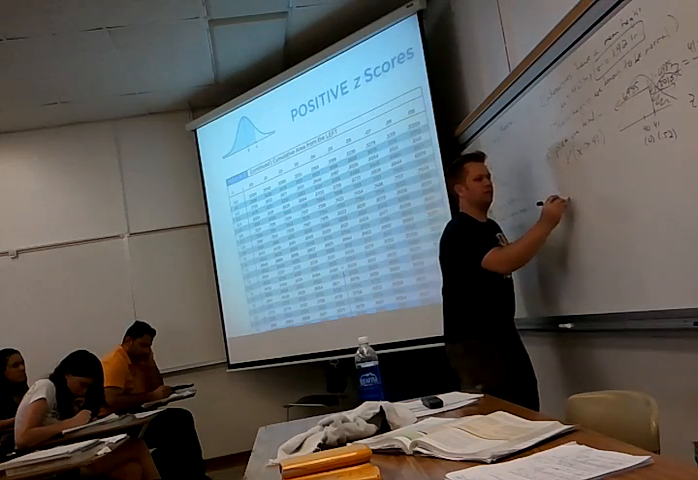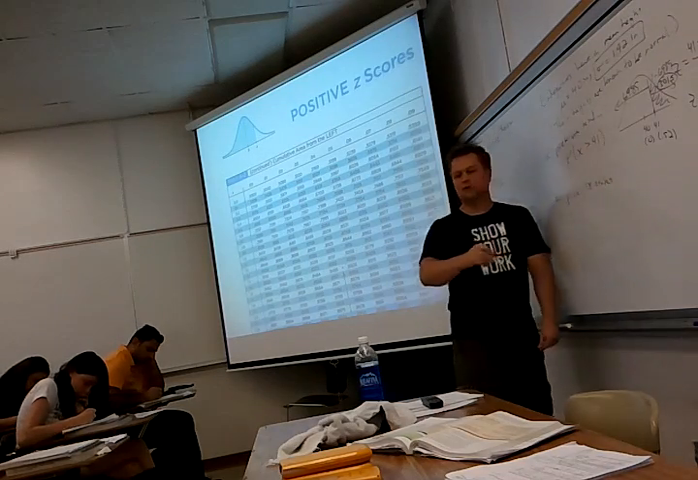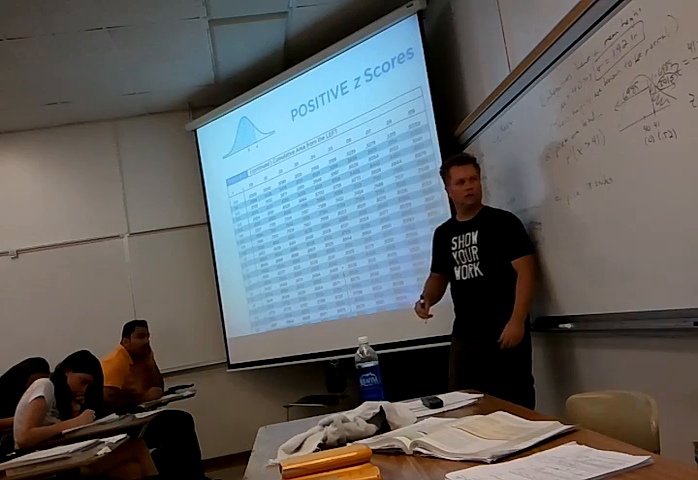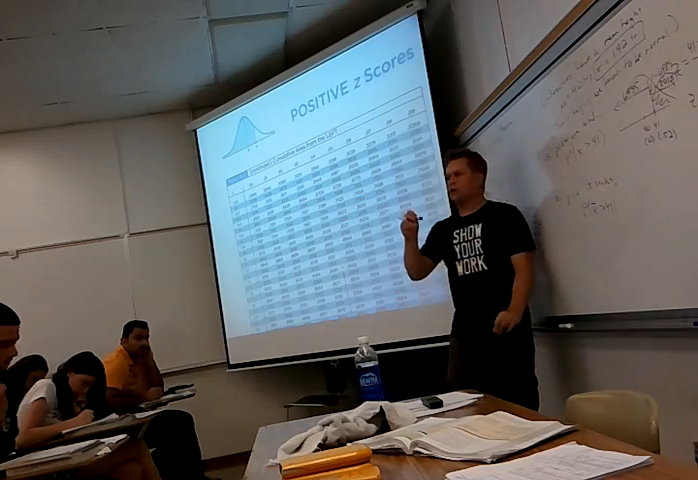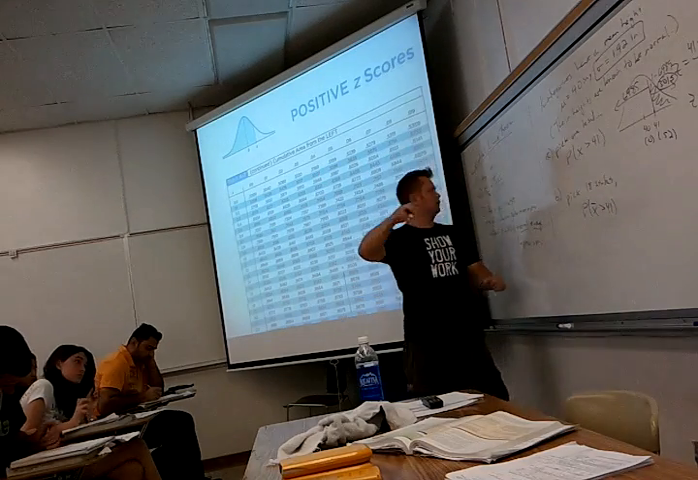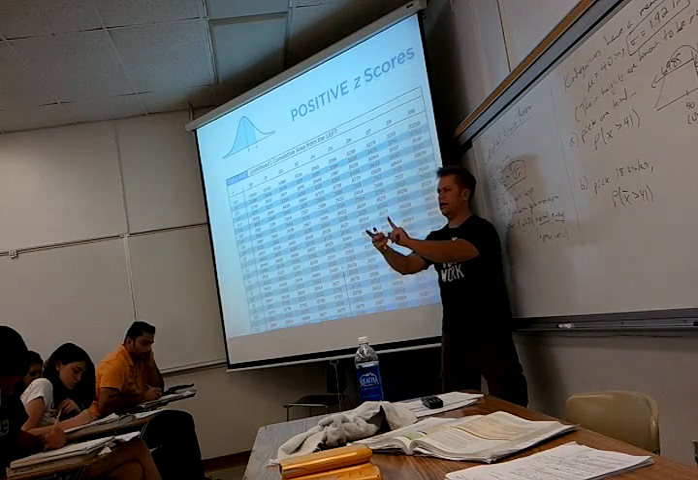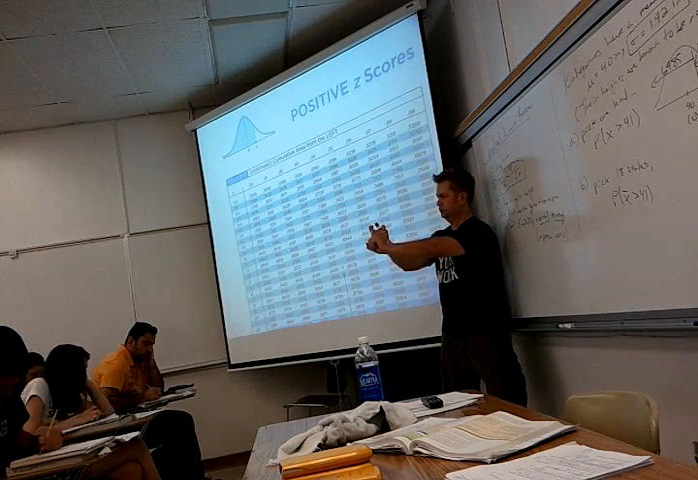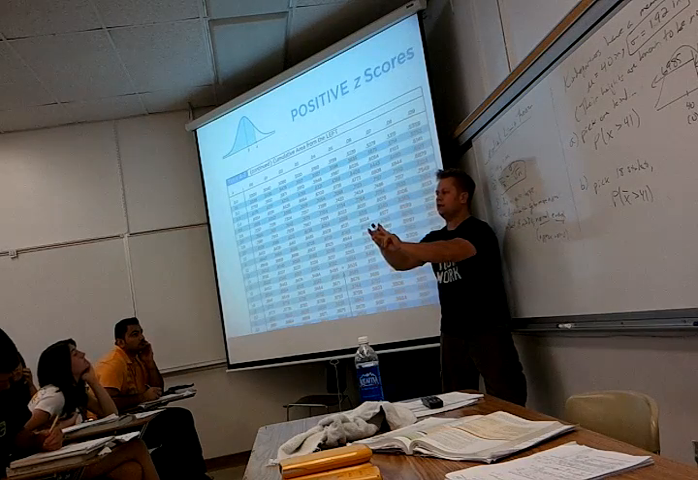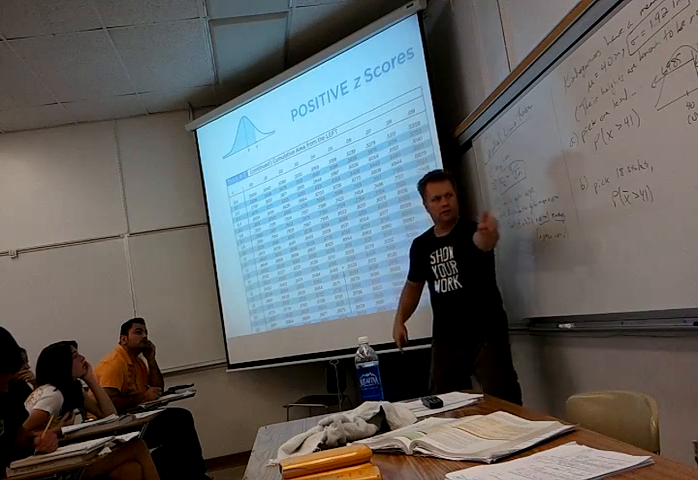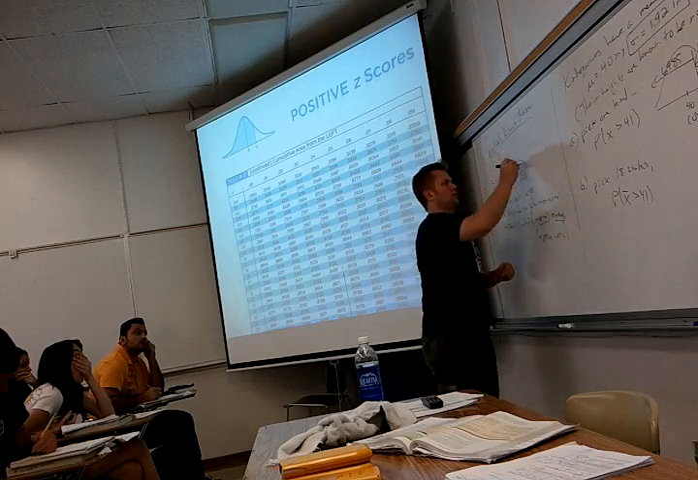Now, part B would say pick 18 students. What's the probability that their average will be more than 41? So here's your trigger. When do I use this? When I take a sample of 18 kids, and I ask a question about the average of that sample. So when do I use this?